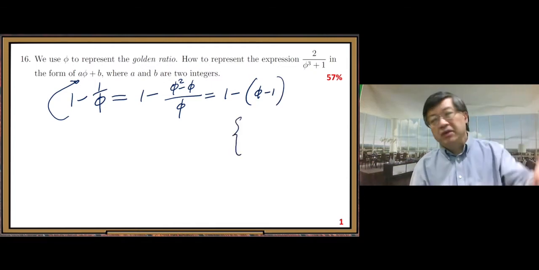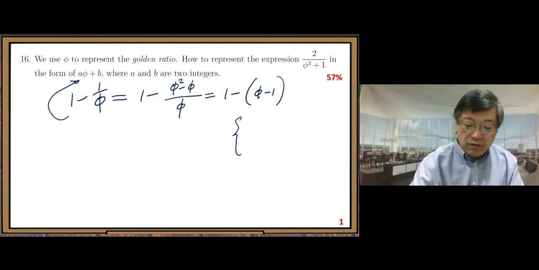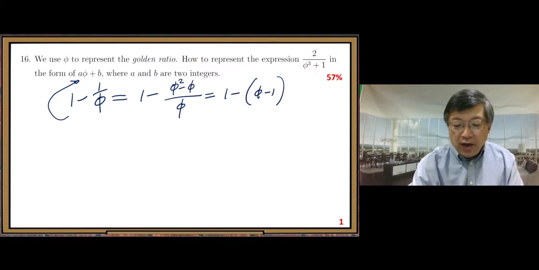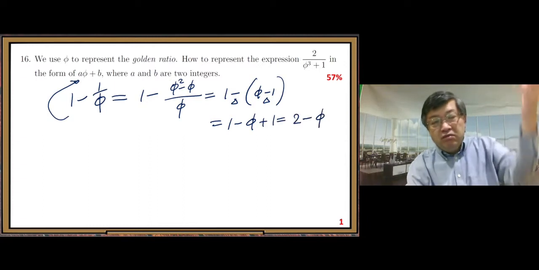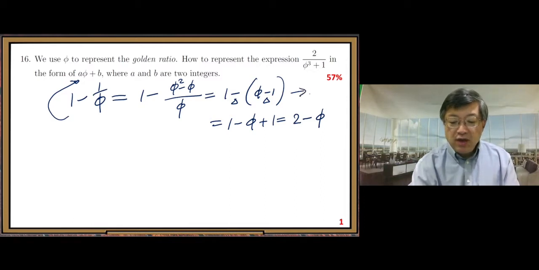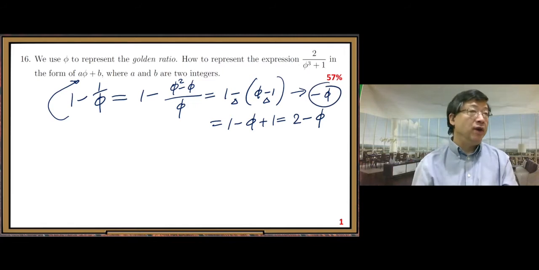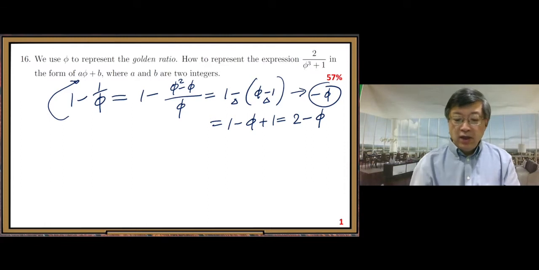Many of you gave me different errors. One type of error, quite common: many students cancel that 1 and 1 inside the parenthesis. But look at the minus here. That's actually 1 minus phi plus 1, so you should get 2 minus phi. But quite some students cancel that 1 out and just give me negative phi. Just one last step got it wrong.